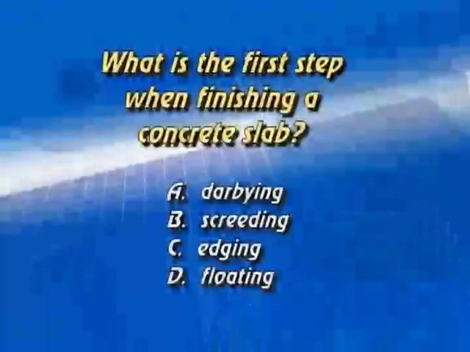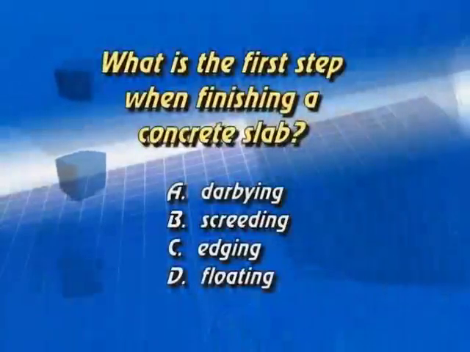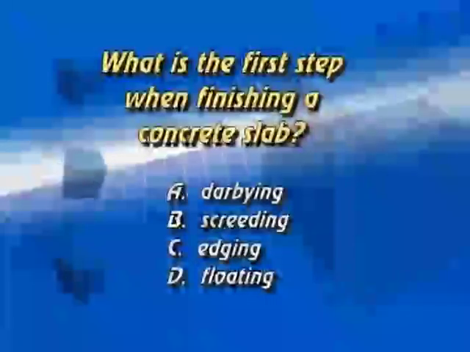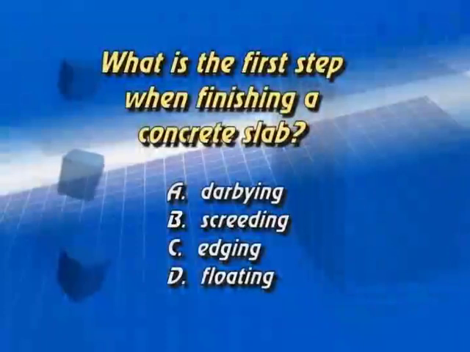Number 23. What is the first step when finishing a concrete slab? Once that concrete is out of the truck and it's down on the pile, it's been moved around, the first step to do is to screed it. In other words, to get a rough, level surface on it. And it's usually done with a 2x4 and 2 men on either end of that 2x4.